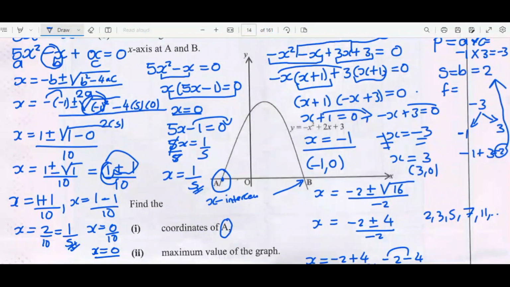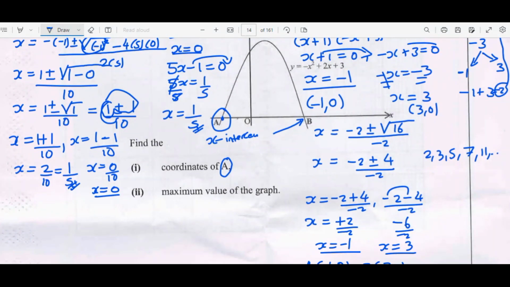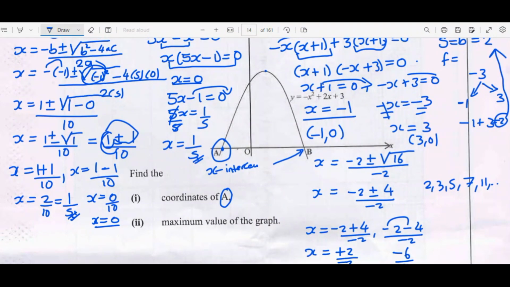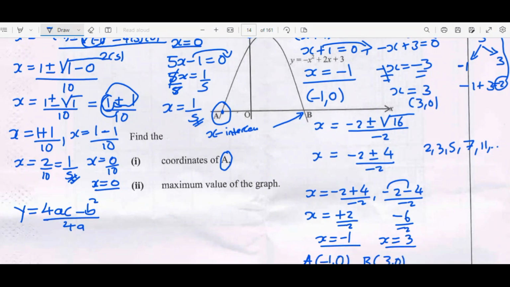Now we move on to question Roman number 3. So under question 3, we want the maximum value of the graph. That one is calculated by using the y turning point of our curve. So the value of this point is what we are looking at. So there is a formula for this. So y is equal to 4AC minus B squared divided by 4A. So this is our formula.